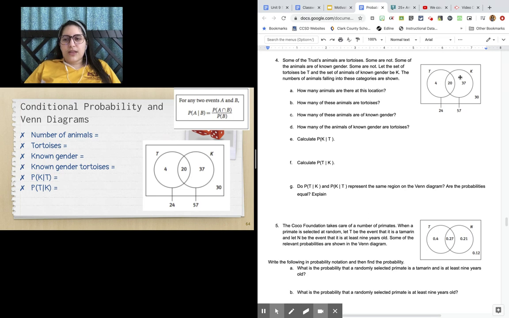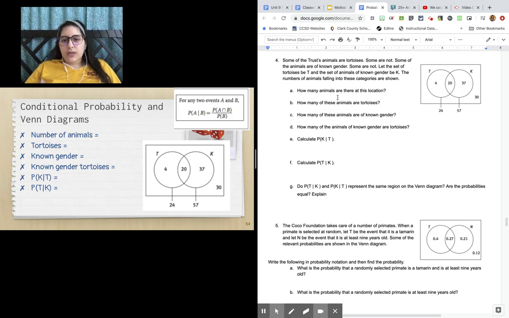The numbers in the moon-shaped parts of the circles are the number of people or things that fit only in that category and not in the other one. Here, for example, my two categories are tortoises and known gender. So there are 4 animals that are tortoises, but we don't know their gender. The number in the bottom right-hand corner is the number that fit in neither of those categories. So there are 30 animals that are not tortoises, and we also don't know their gender.